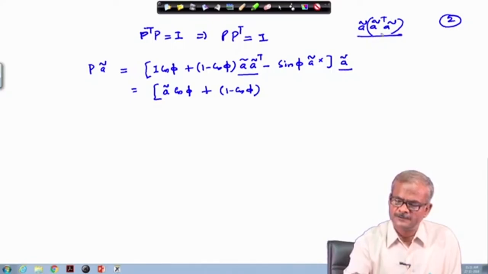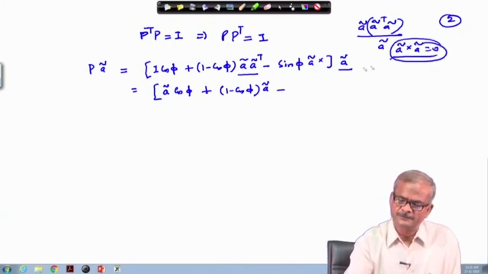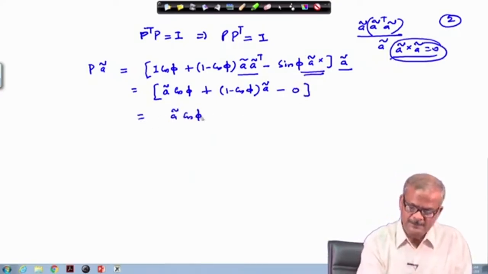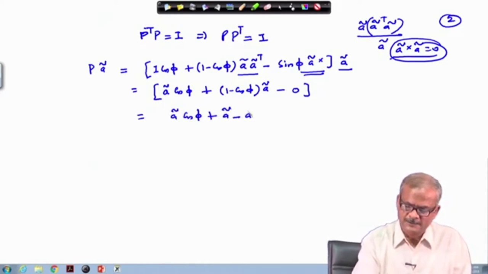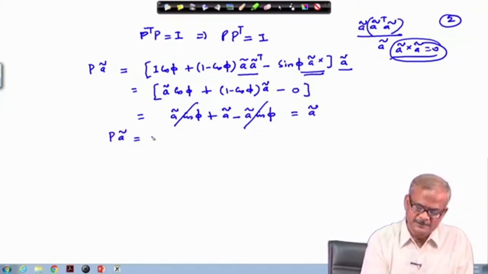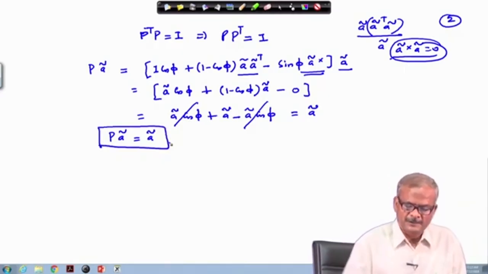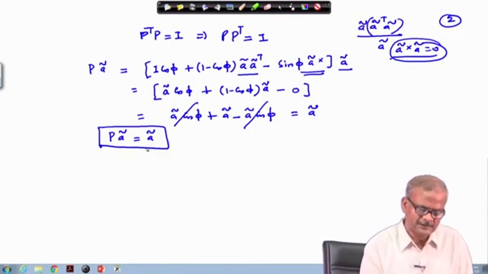So this is A tilde transpose A tilde, and because this is a unit vector, it gets reduced to 1, leaving A tilde. Already we have discussed that A tilde cross A tilde equals 0, and therefore this term gets reduced to 0. So we have A tilde cos phi plus A tilde minus A tilde cos phi, and this term drops out, giving us A tilde. So P times A tilde equals A tilde. This is indeed rotation about the A axis, because the A axis remains unaltered.